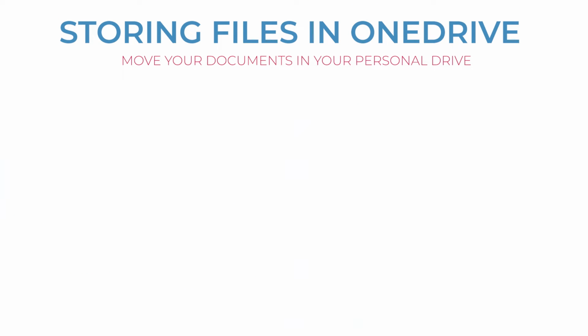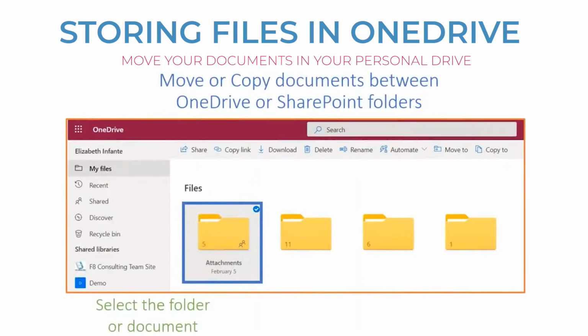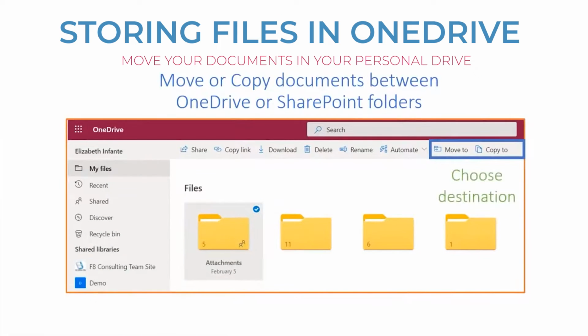So this is really more about storing your files in OneDrive and how to move around the documents. So we'll take a look at that first. To move a document, you'll select the folder or the document that you'd like to move around, and then you will click on the Move To or Copy To buttons up there. And from that, you'll get a drop-down menu, and you can choose if you would like that document to be moved around inside your OneDrive, or if you would like that document to be moved to SharePoint.